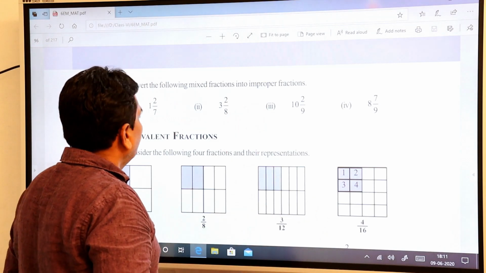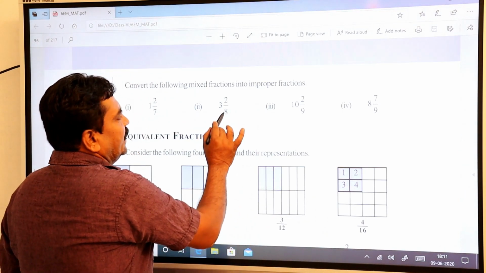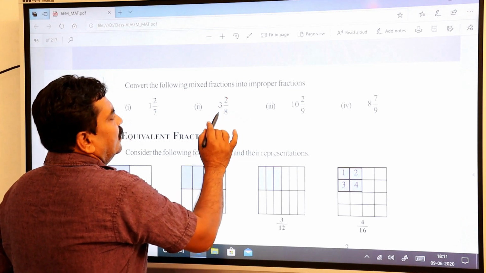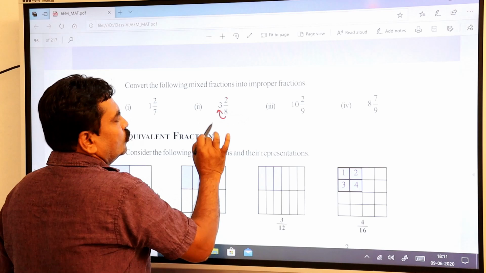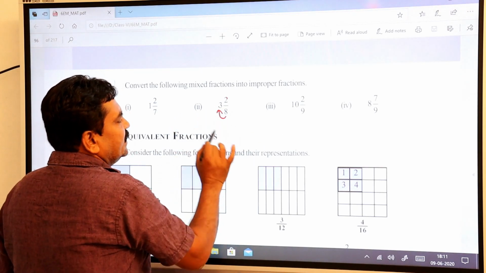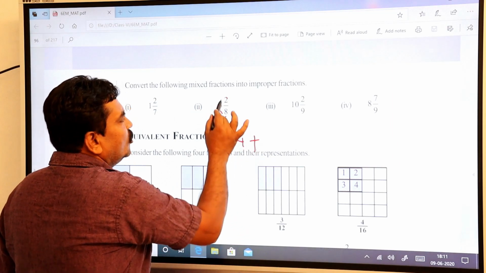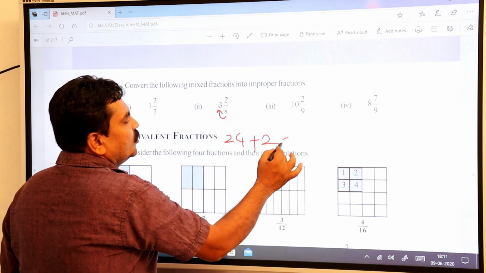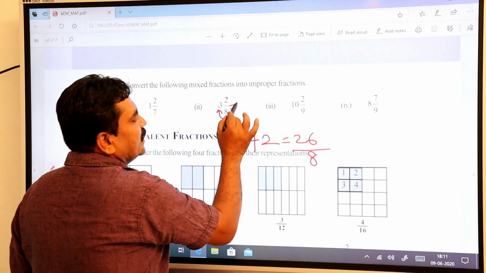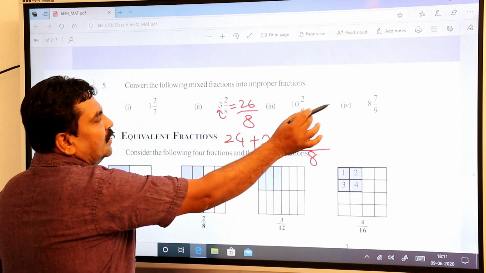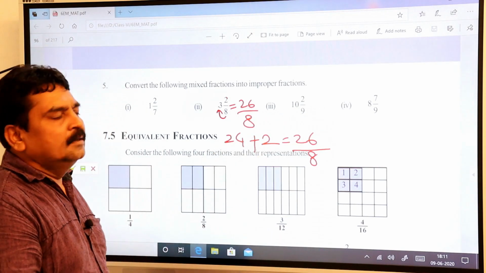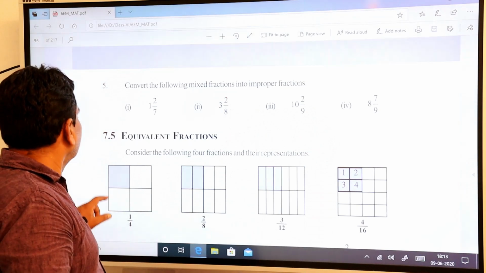Similarly, you can do this 3 2 by 8. How are you going to do this? You multiply these two, that is the denominator with the whole number. 8 3s are 24. You add the numerator to it. 24 plus 2 is 26. You keep the same denominator 8. So the answer is 26 by 8. Do the remaining two problems. You can understand.